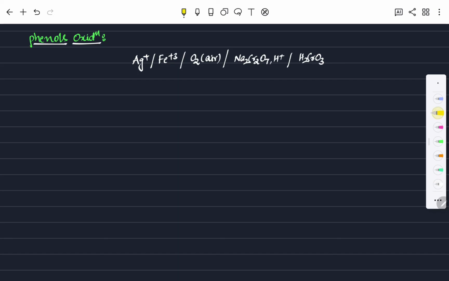For example, phenol or aniline. So the answer is simply we get two products. One is a C double bond O, and another one is a keto group. So the first compound is orthoquinone, the second compound is paraquinone, orthoquinone and paraquinone. This is the first example.